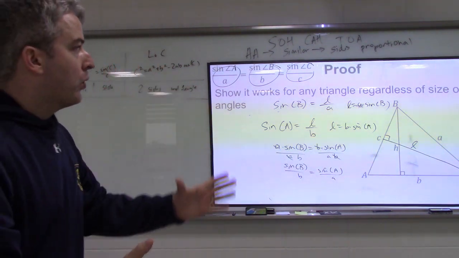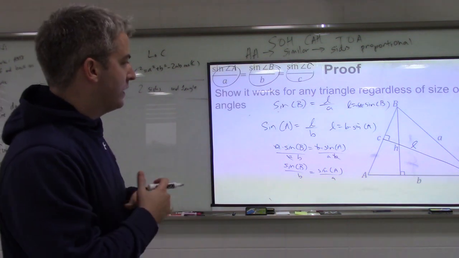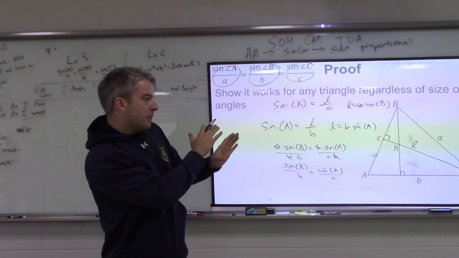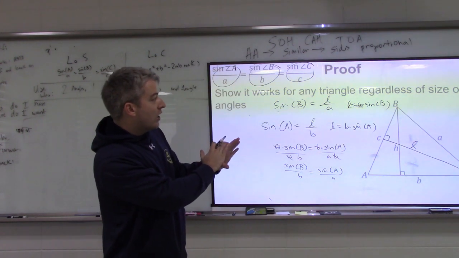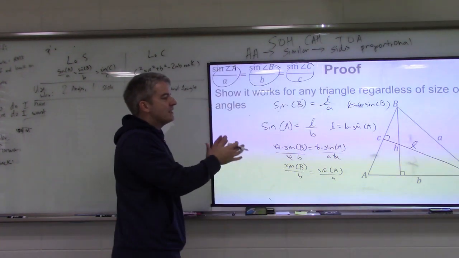I think it's important to know why it works, because otherwise it seems crazy that we can apply this to a non-right triangle. But we're doing a little bit of work so that even though our original triangle wasn't a right triangle, we can still get this.